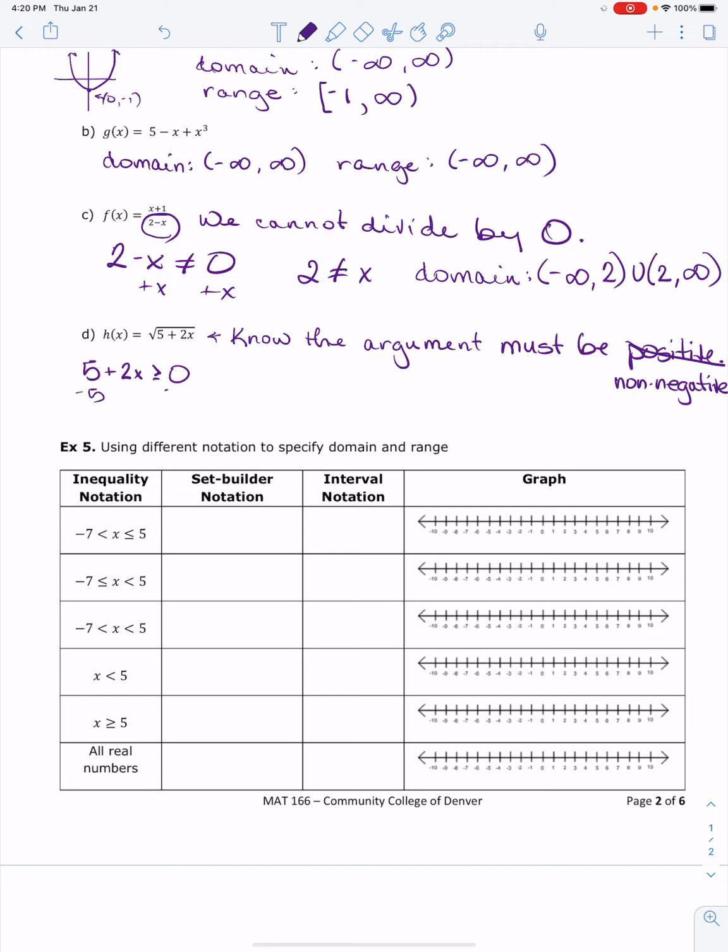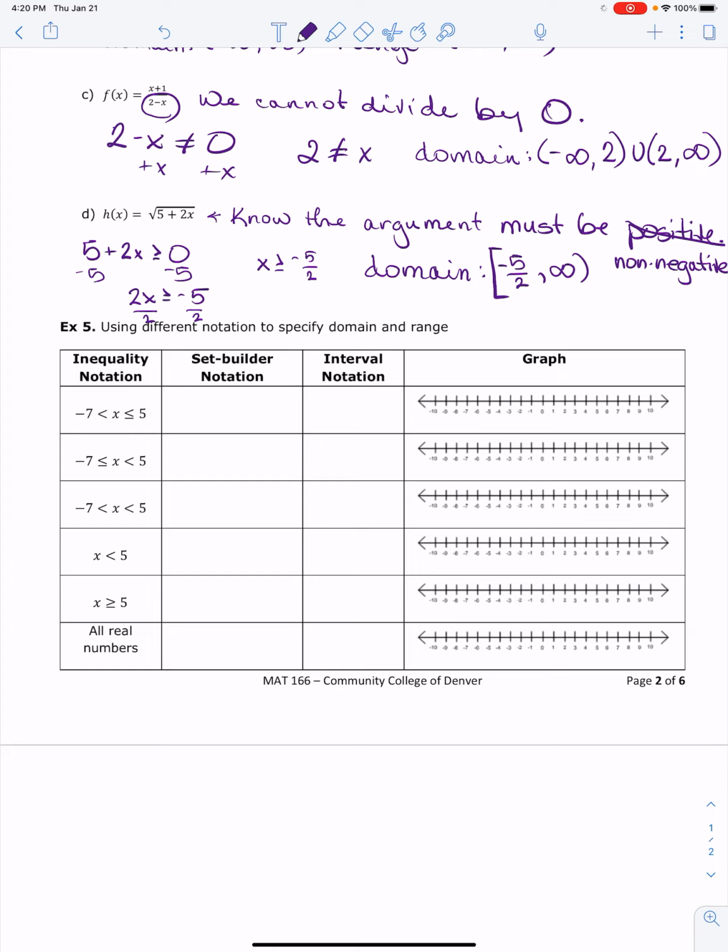So we're going to subtract 5 from both sides. I get 2x is greater than or equal to -5. Divide both sides by 2. I get x is greater than or equal to -5 halves. So our domain here goes from -5 halves to infinity. Square bracket on the -5 halves, that's going to give us our 0.